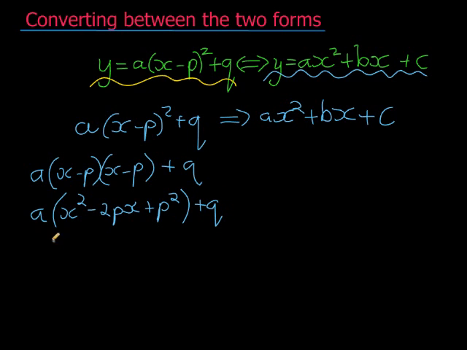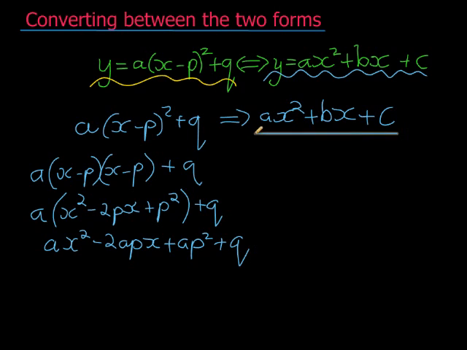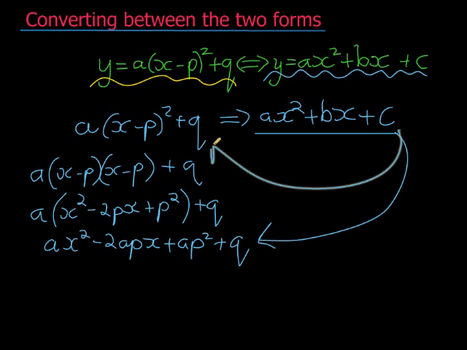And now if I multiply in the a, I get ax squared minus 2apx plus ap squared plus q. Wonderful. Now, why did I do that? Well, I did it so that I can show you how to get from this side back into that way.